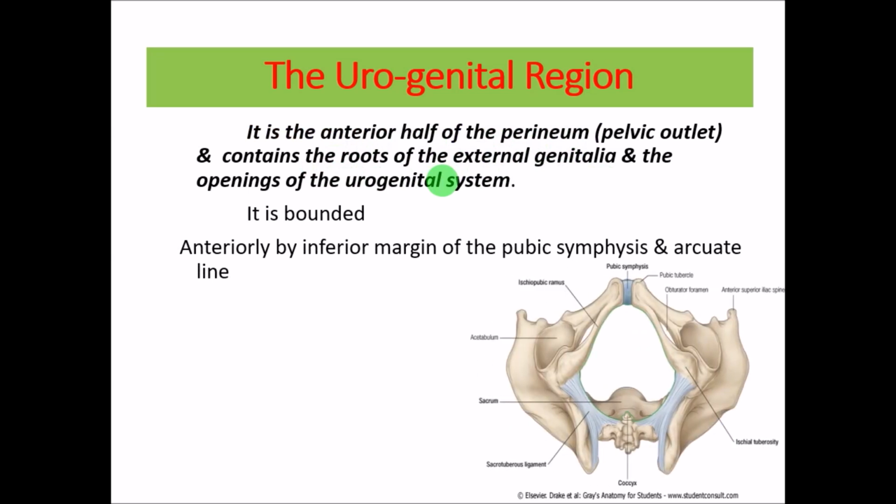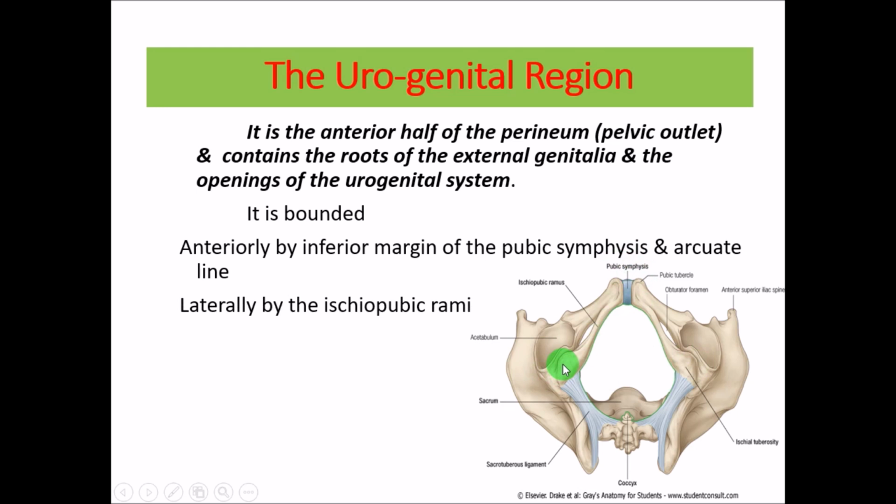Boundaries: anteriorly we have the inferior margin of the pubic symphysis. This is the bony pelvic outlet. This is the outlet, and on the other side will be the inlet. This is the outlet seen from below in the pelvic region. So in the anterior part we have the inferior margin of the pubic symphysis. This is the pubic symphysis. The inferior margin of the pubic symphysis, as well as a line drawn from there, is called the arcuate line. Then laterally we have the ischiopubic rami.